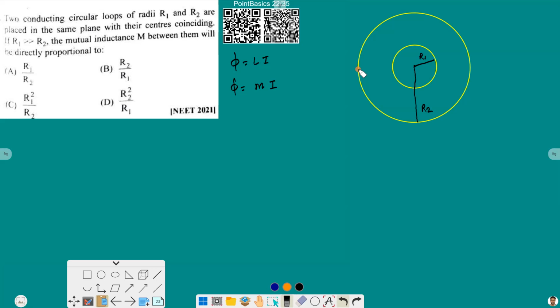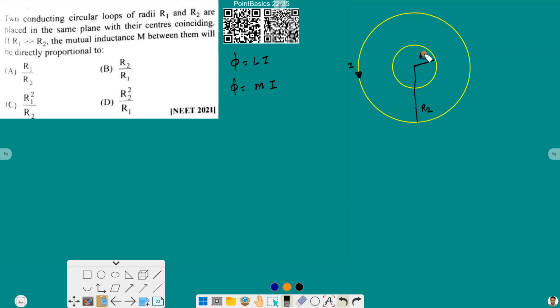And why? Because when we calculate the flux, we need a magnetic field, and that magnetic field needs to be constant. If we take current I in the bigger ring, then nearby the center of the bigger ring, which is also the center of the smaller ring, the magnetic field produced by the bigger ring will be almost constant.